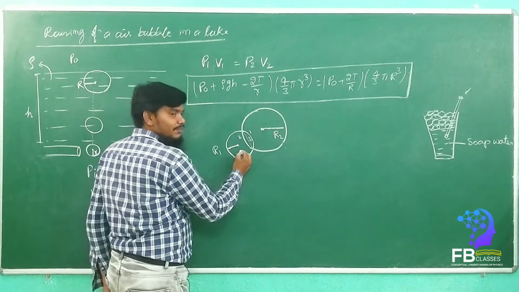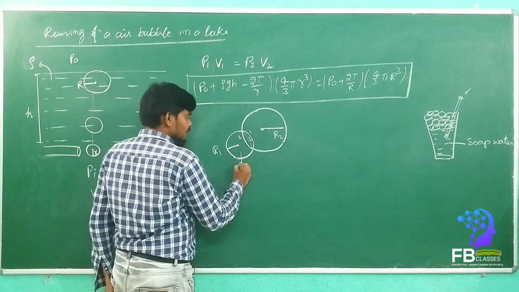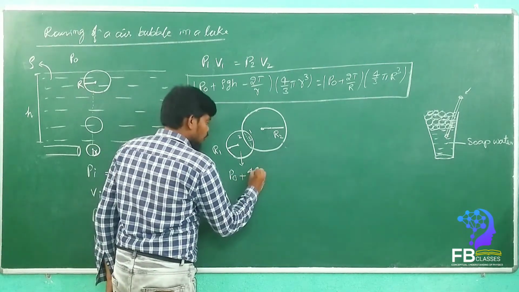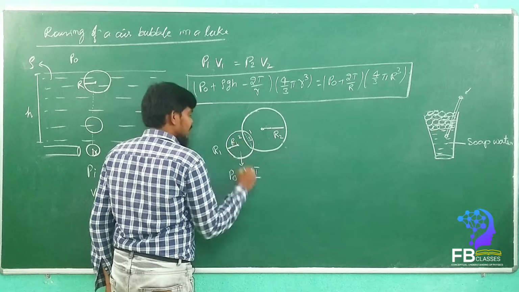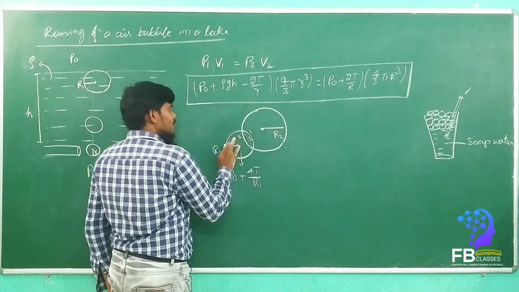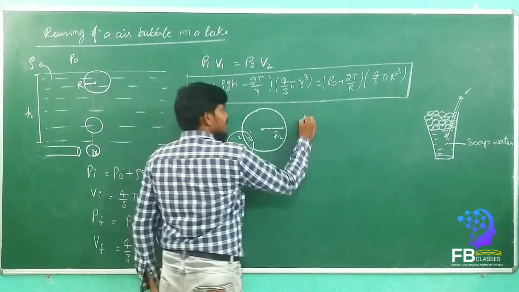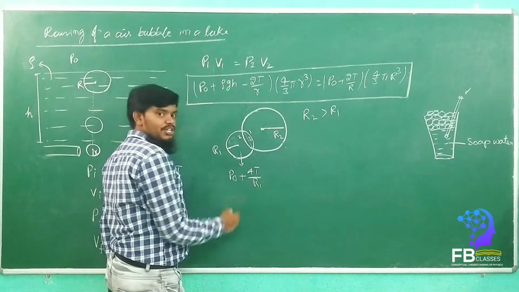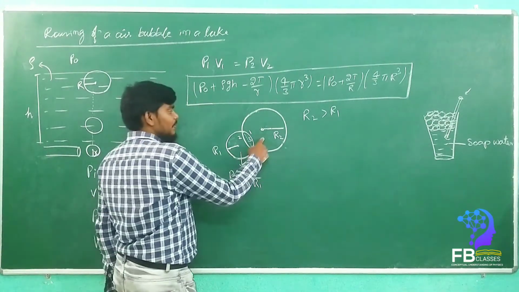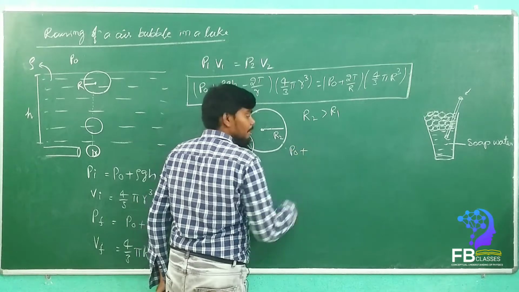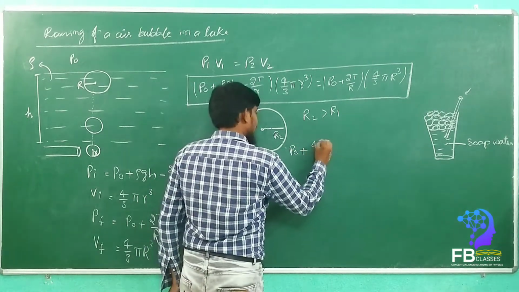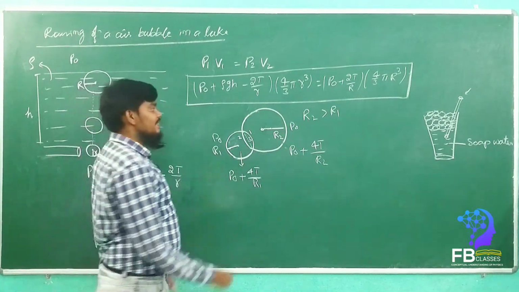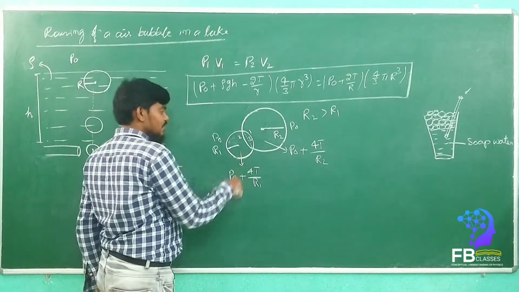So what is the pressure here? What is the pressure inside the small bubble? It is P naught plus 4T by R1, where R1 is the radius, and R2 is greater than R1. So this is the pressure inside the small bubble. What is the pressure inside the big bubble? It is P naught plus 4T by R2. What is outside? P naught. Here also the outside pressure is P naught. This is the inside pressures.